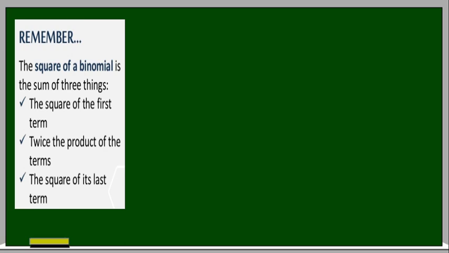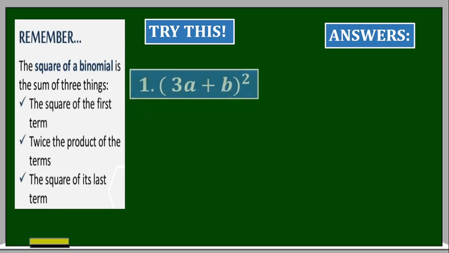Okay, remember the square of a binomial is the sum of 3 things. Square of the first term, twice the product of the terms, and square of its last term. Okay, let us try this example.